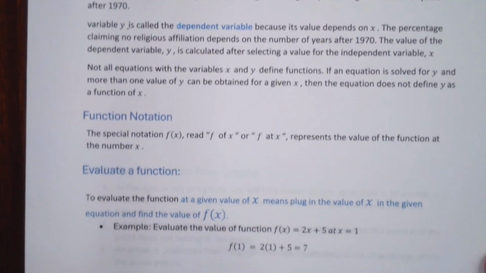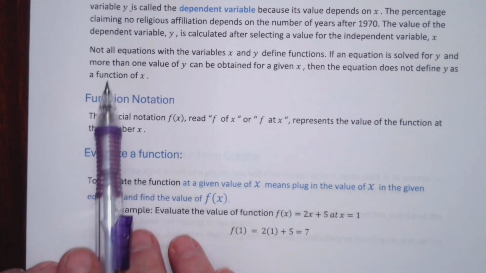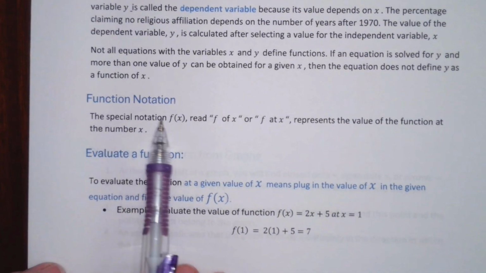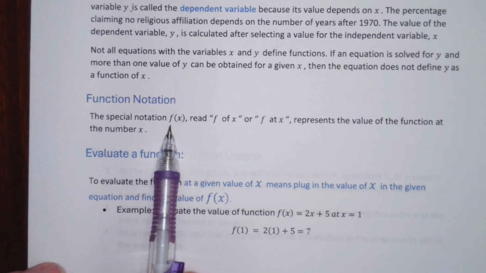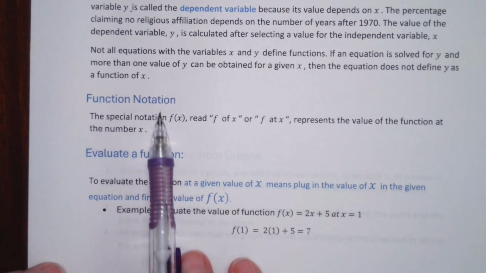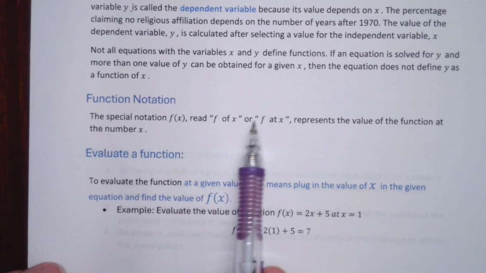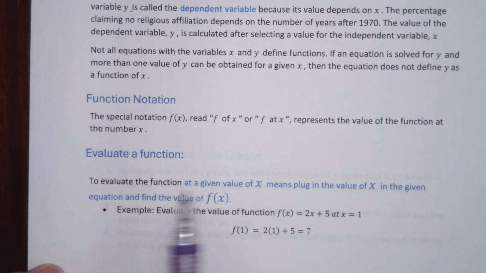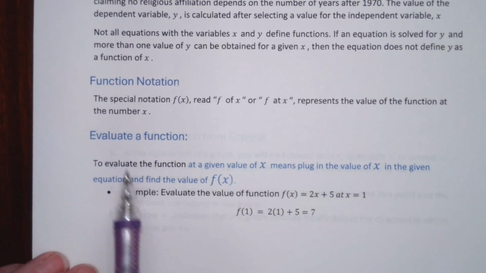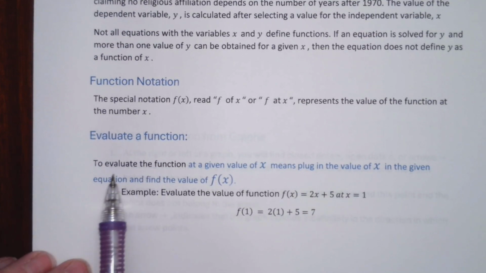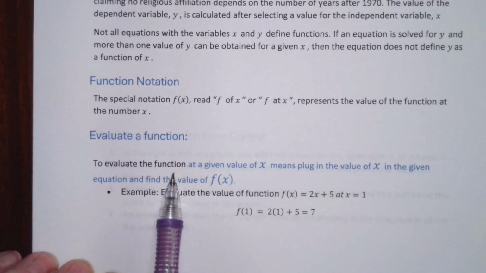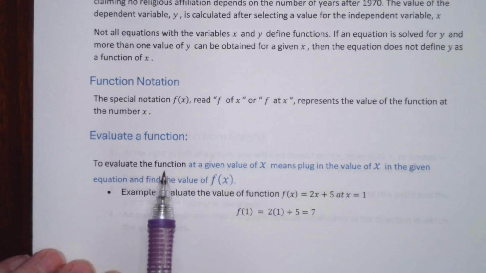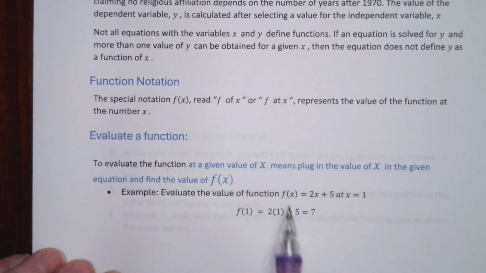So what they want us to learn here is function notation. If it's a function, we're going to use this special notation, where this reads f of x, or sometimes f at x, and represents the values of the function. So for our first one, we're talking about evaluating. To evaluate a function, in other words, that tells us that when I input my x value, I'm only going to get one answer. So because it's a function, I can put it in this notation.